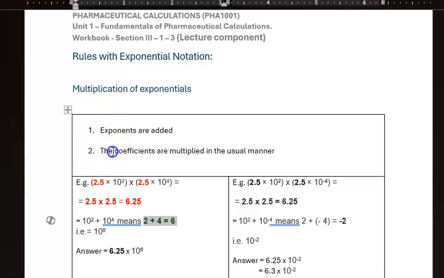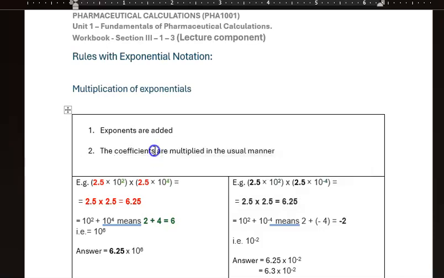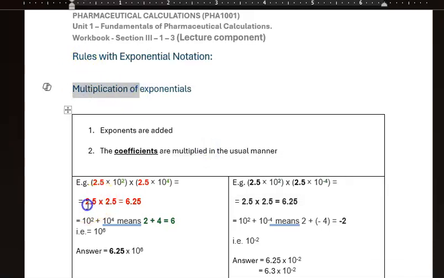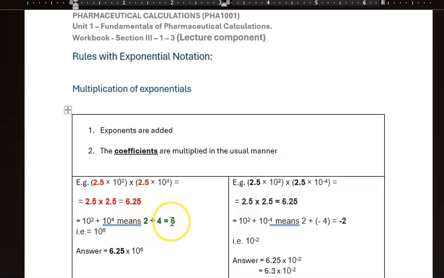But then now the coefficients, which is the main numbers that you're going to have, your main number. So in this one, the coefficient is 2.5 and 2.5. You multiply those because it's a multiplication. So 2.5 times 2.5 gives you 6.25. And because you add the exponents, then you get 6. So it's 6.25 times 10 to the 6.